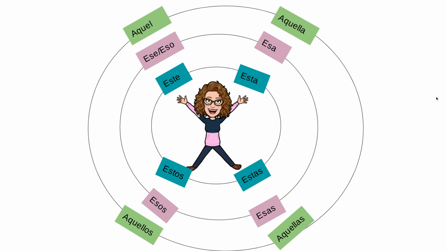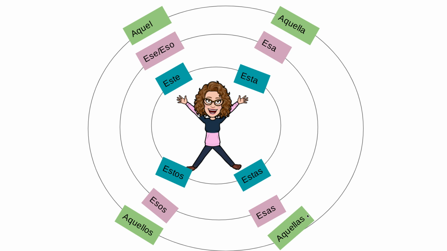Our final group is things that are way too far out of our reach to be able to get. So we have up here, aquel is masculine and singular. Aquel suéter, for example. I have aquella is feminine and singular. I could say aquella camisa. All the way down here, I have aquellos, which is masculine and plural. I could say aquellos zapatos.